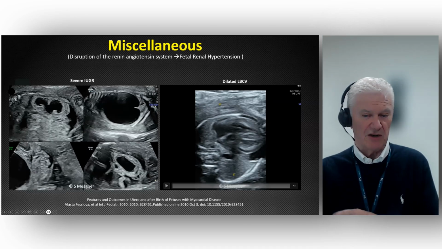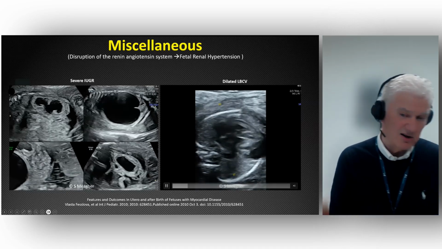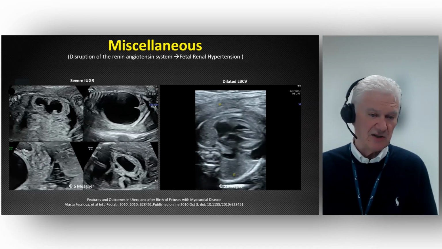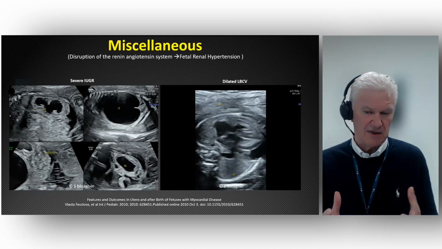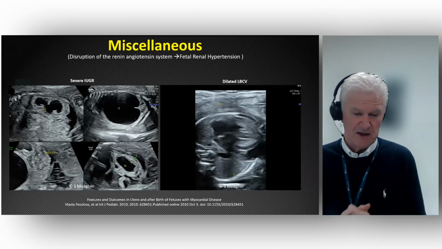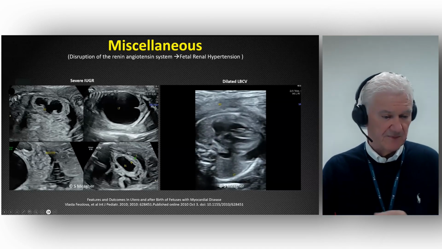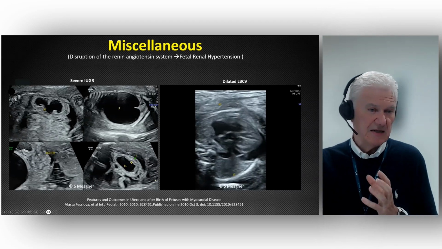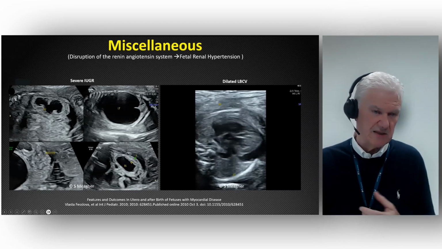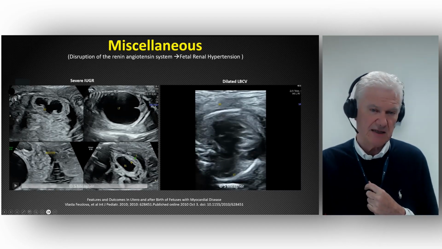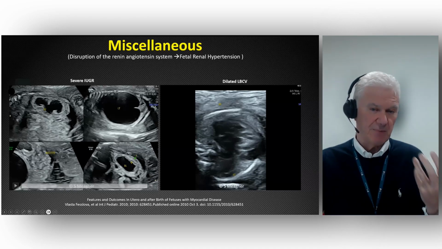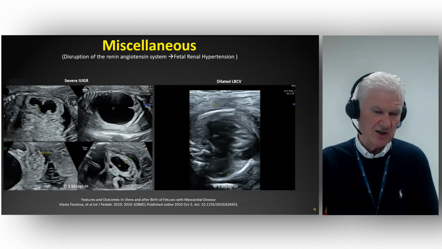But when you then jump to looking at the heart, you see that the heart's got that classic appearance that you get in LUTO with that ventricular thickening, and they get a cardiomyopathy. And there's a nice review of this by Fiesta and colleagues, assuming that it's a disruption in the renin-angiotensin system. So in a sense, a form of fetal hypertension that leads to these changes in renal disease.